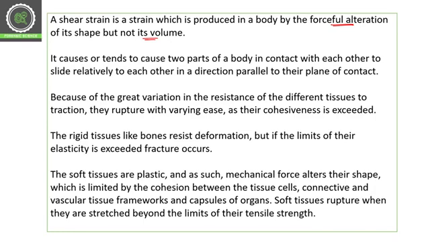Okay, the soft tissues are plastic. As such, mechanical force alters their shape, which is limited by the cohesion between the tissue cells and the connective vascular tissue framework and capsules of organs. Soft tissues rupture when they are stretched beyond their limit, their tensile strength. For example, I said already that we have some tissues which have some elasticity, and if the force is more than their tensile strength, then we can see rupture of tissue. Most of the time it happens with soft tissues.